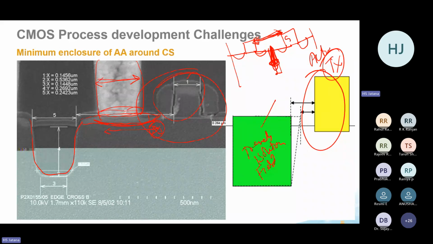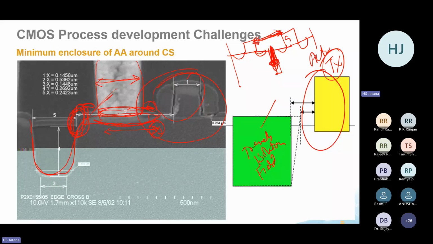So if this is the minimum dimension, there has to be some area here and some area here you have to keep, right? You cannot keep the contact very close to the gate. So some spacing you have to give here. And now here it's an isolation where it's a trench. So in this area, there should not be any stresses because you are making a contact. If there are stresses developed in this area, it will affect the long-term reliability.